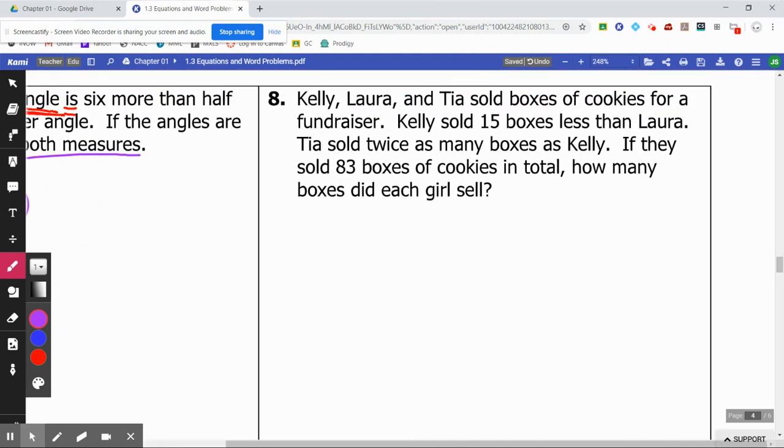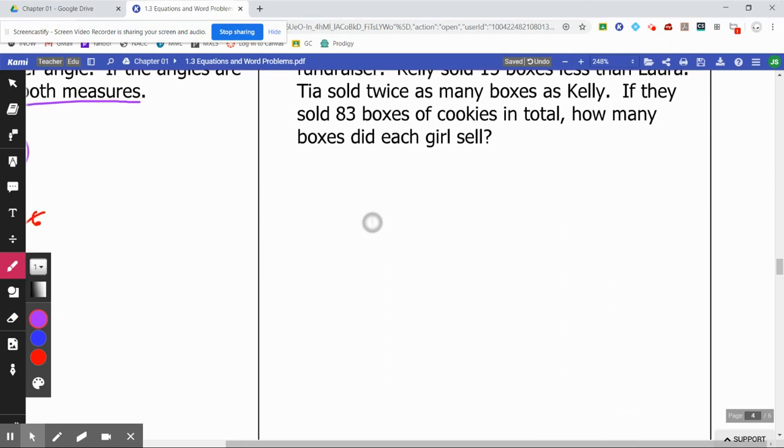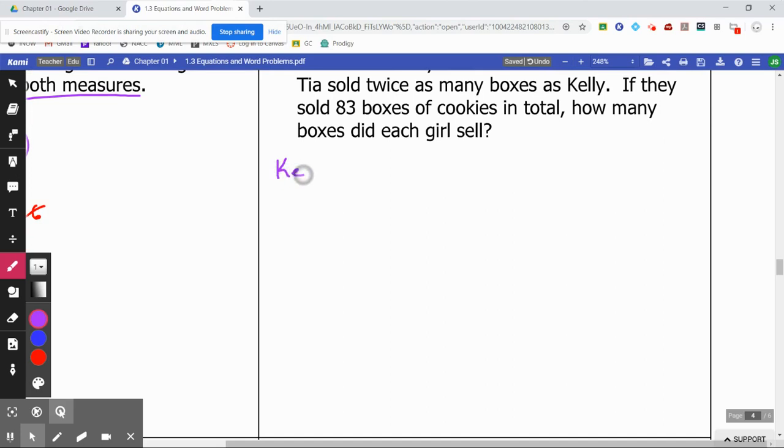Kelly, Laura, and Tia sold boxes of cookies for a fundraiser. Kelly sold 15 boxes less than Laura. Tia sold twice as many boxes as Kelly. If they sold 83 cookies total, how many boxes did each girl sell? So we have Kelly, Laura, and Tia. And we're going to let their names equal how many boxes they sold.